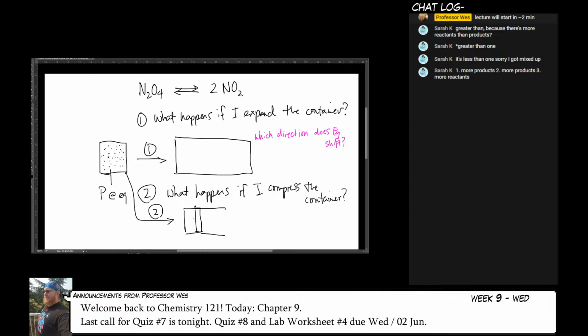So for number 1, your train of thought should be, okay, I expanded the container. What happened to the pressure? What do I do to undo that change? Which direction does the equilibrium shift? What do I produce more of, reactants or products? And then do the same for number 2. I'm going to give you like 4 or 5 minutes to think about that. Type your answers in the chat, and we'll go over these together in just a little bit.